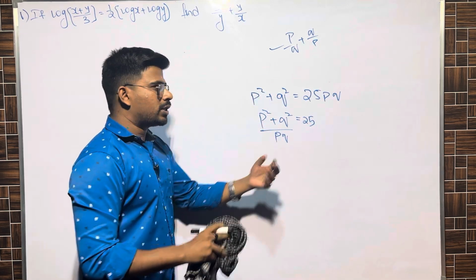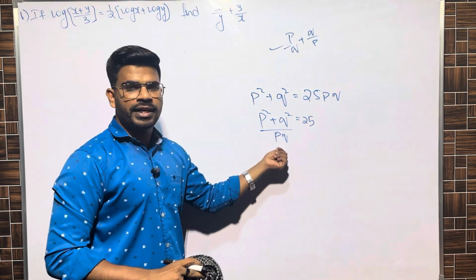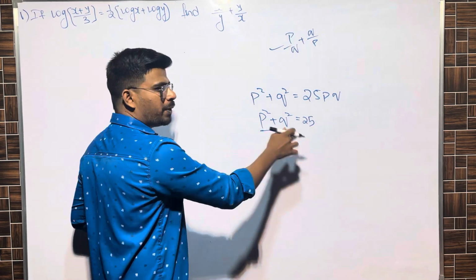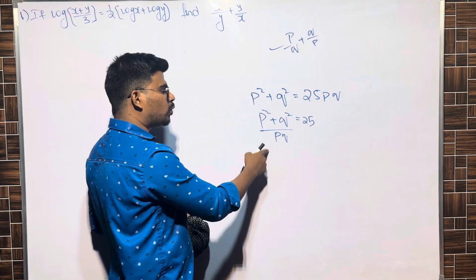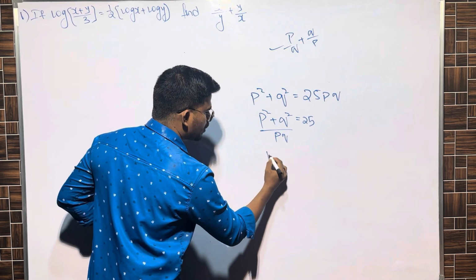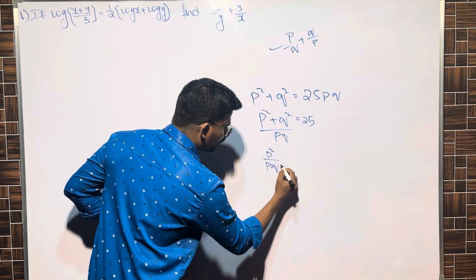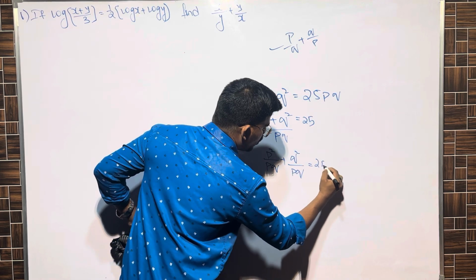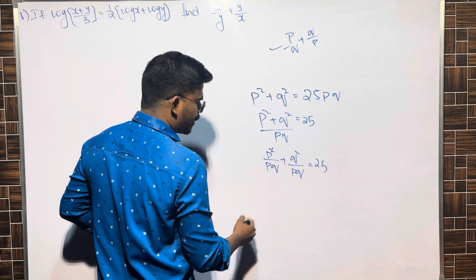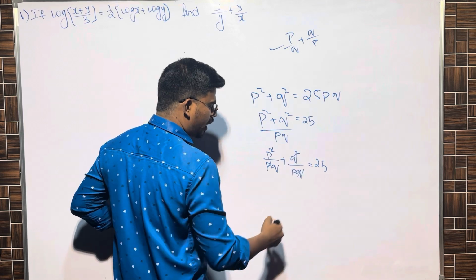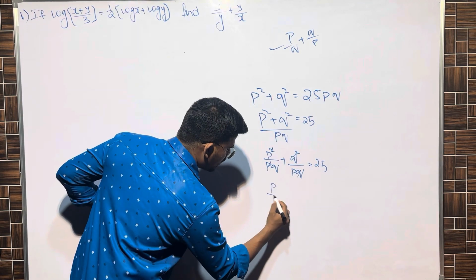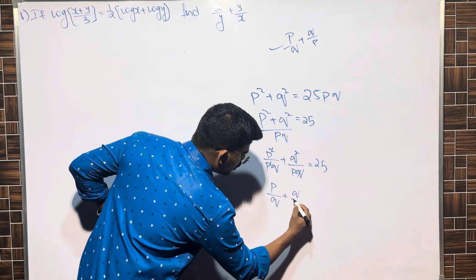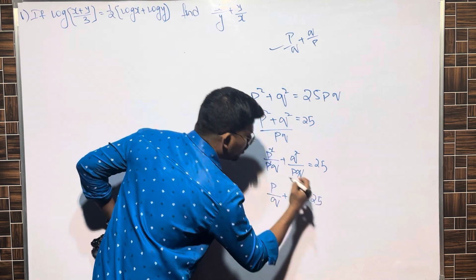I can write this pq, which was in multiplication, on this side and it will become division. So I'm splitting this pq, giving pq to p square as well as q square. So it is p square by pq plus q square by pq is equal to 25. In p square by pq, one p and in q square by pq, one q gets cancelled. So it is p by q plus q by p is equal to 25.